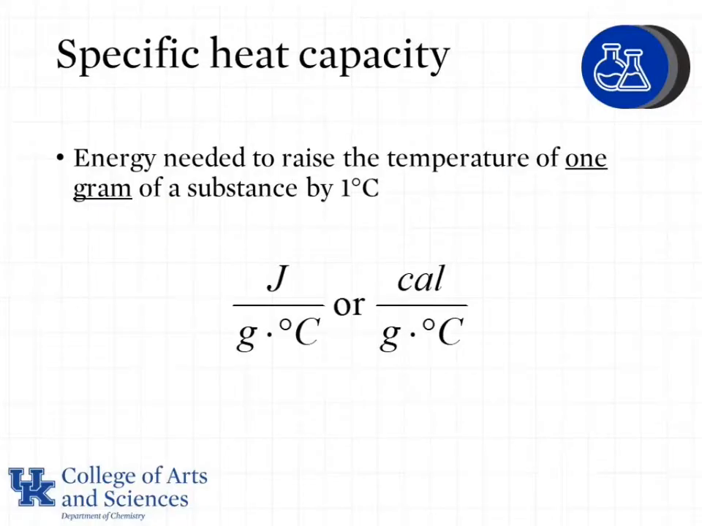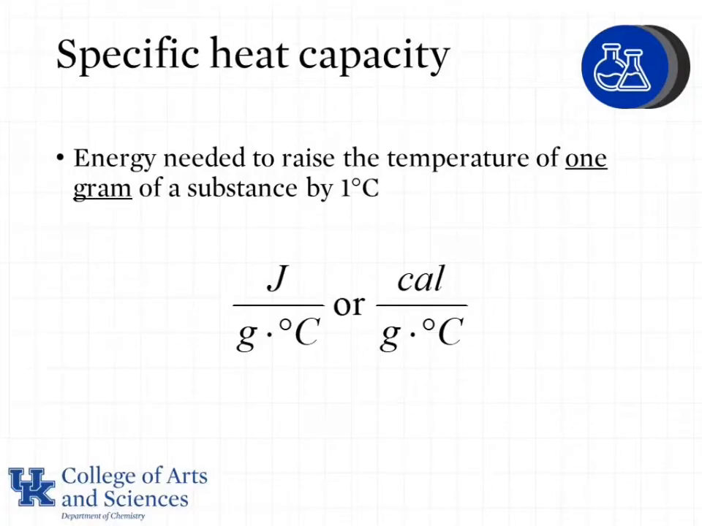In order to calculate the amount of heat, the initial and final temperature, or the change in temperature, we need to know the specific heat capacity. This value is unique to each substance, but the definition for all is exactly the same. It's the energy needed to raise the temperature of 1 gram of a substance by 1 degree Celsius.